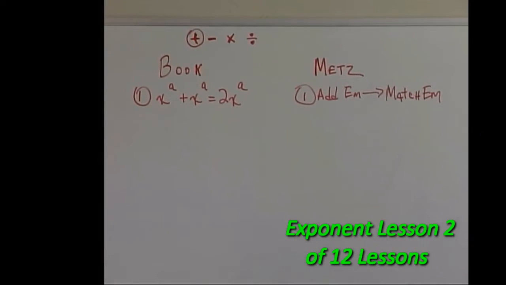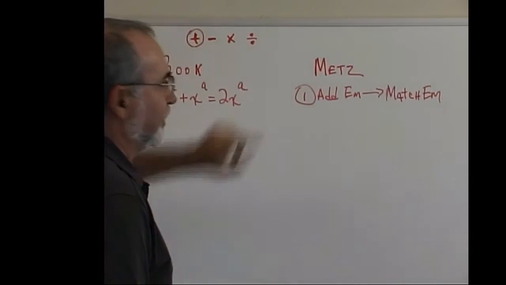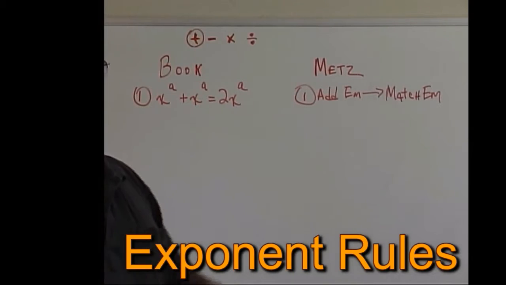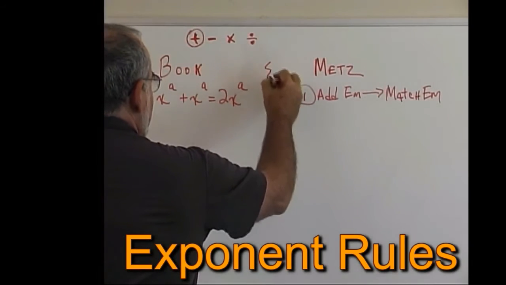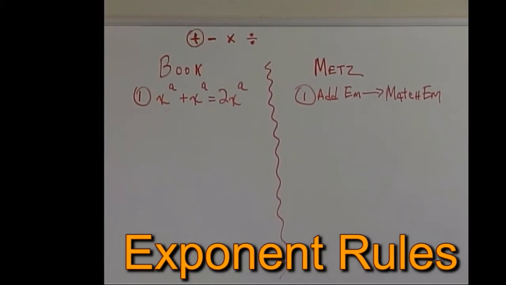Now you will find a copy of this in your booklet, and what I'm going to do is teach you how to add exponents, subtract them, multiply them, and divide them. To do that, I'm going to give you two columns, and I'm going to put the way books usually explain how to do this, and then I'm going to give you Metz's rules. And when we get finished, you're going to be able to handle it pretty quickly, I hope. So I guess I need some kind of boundary line down the middle here to separate the two sets of rules. Now, to do this, let's do a problem.